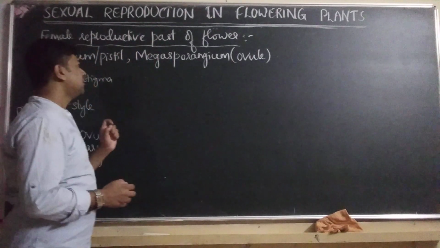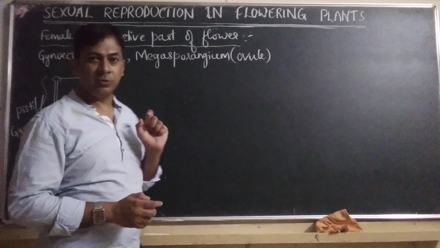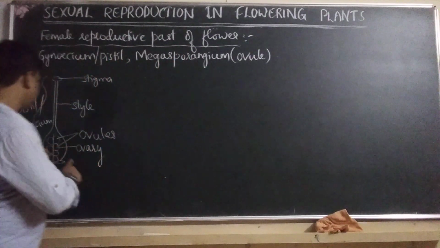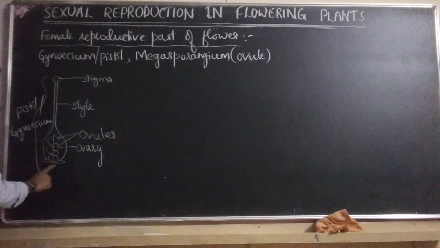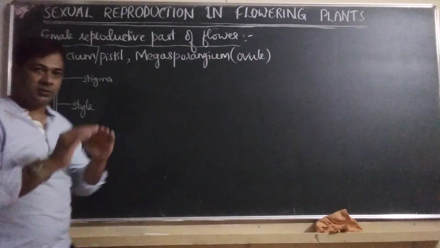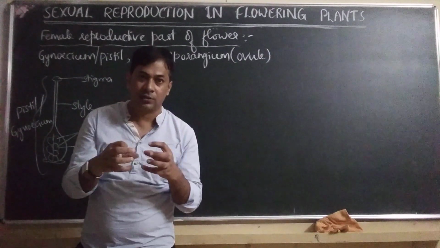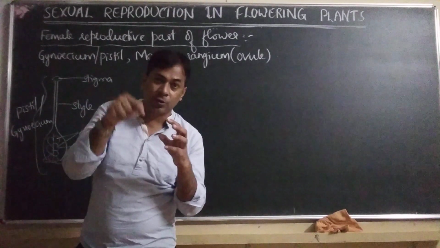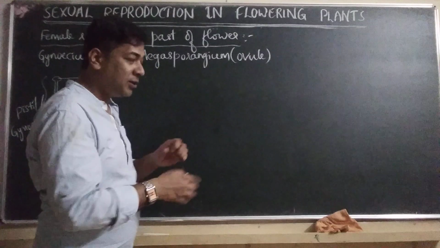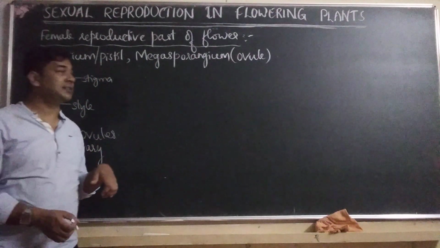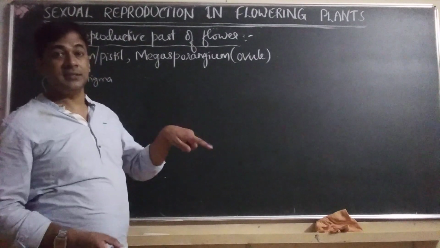So the egg is produced inside the ovule. Where is the ovule present? You can see here, the ovule is present within the ovary. The swollen structure is the ovary. Within the ovary there will be ovules, and within the ovule, the megaspore or egg will be produced. So you have to take the cross section of the ovule and learn what is there inside.